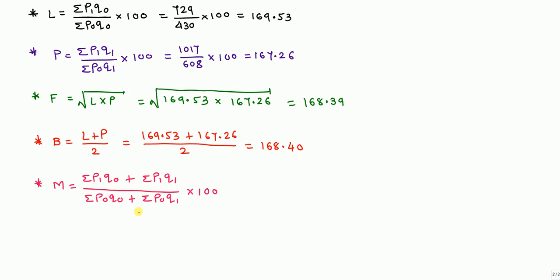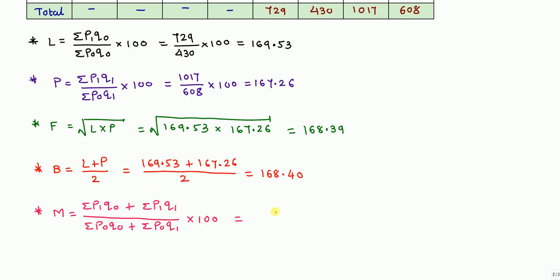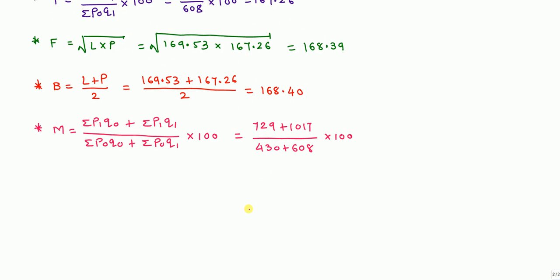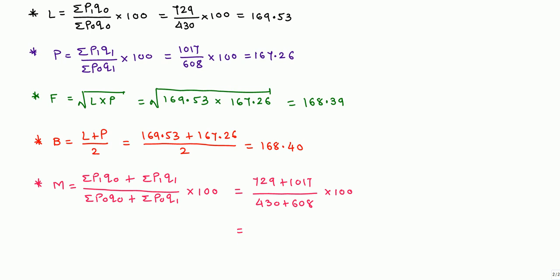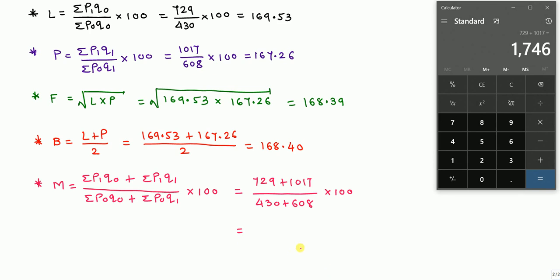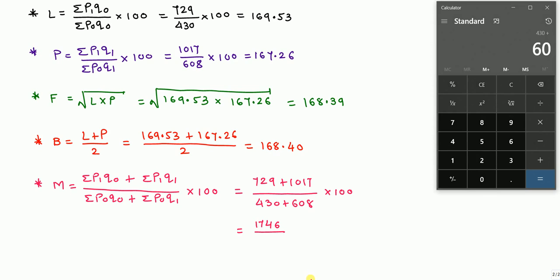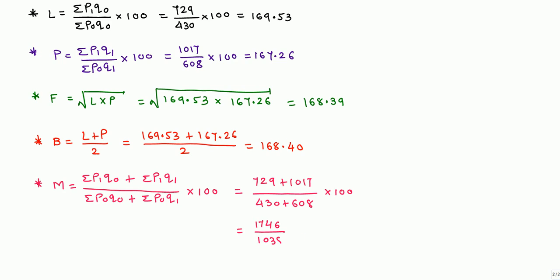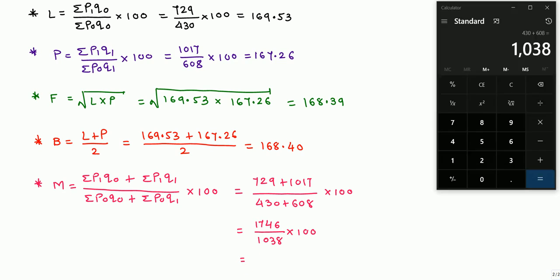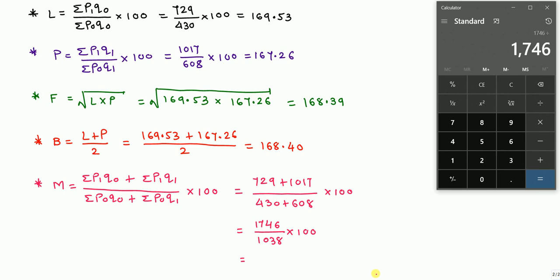Let us find the total of the numerator: first column plus third column, 729 plus 1017, which is 1746. Divided by the second and third, 430 plus 608, which is 1038, into 100. Let us find the last answer, 1746 divided by 1038 into 100, which is 168.21.